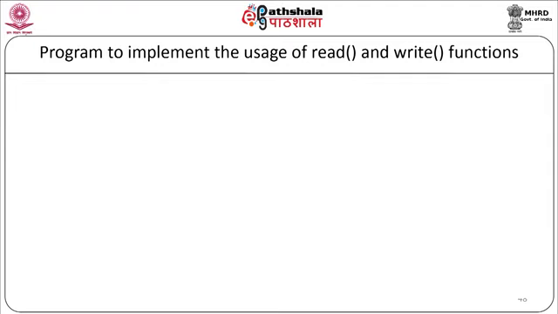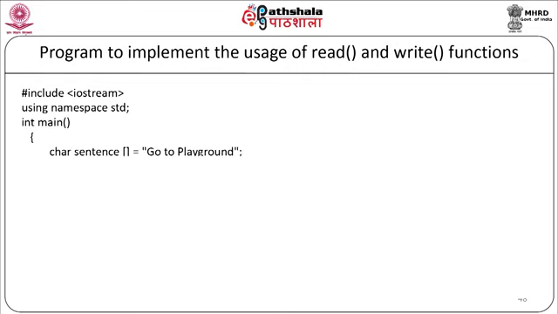Now let's see a program to see the usage of read and write functions. We'll start with our program, #include <iostream>, using namespace std. We'll start with our main function. Now there are too many declarations, so each and every output we'll see in detail. First we'll declare the character array as char sentence[] = "go to playground". cout.write(sentence, 13) put '\n'. Now here it will display only first 13 characters of go to playground. Okay, that will be the first output.